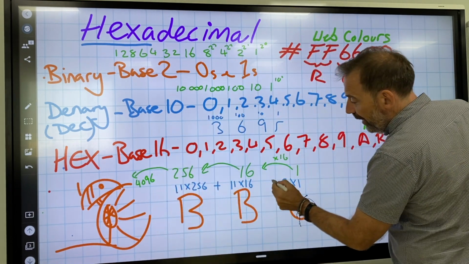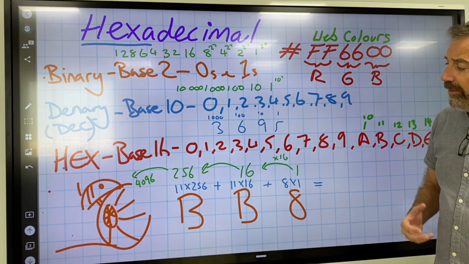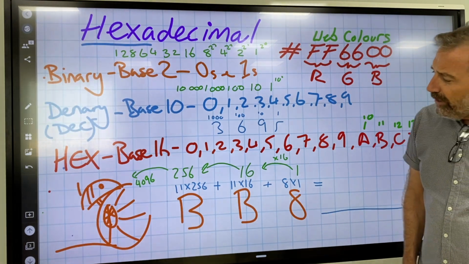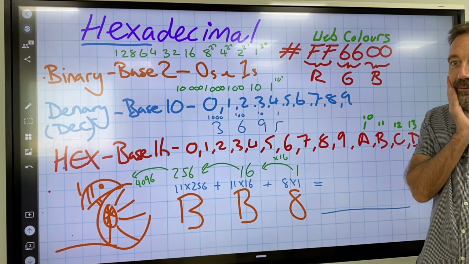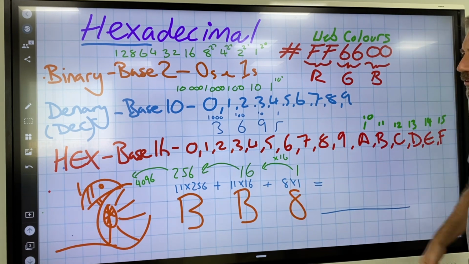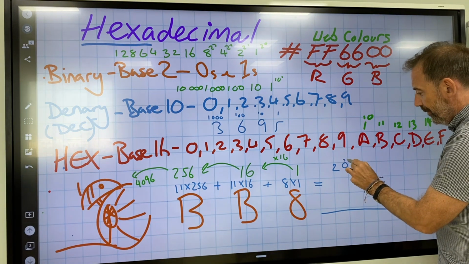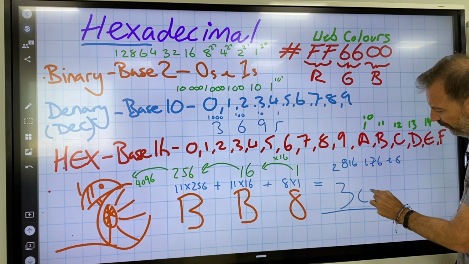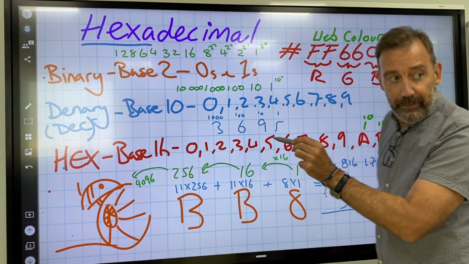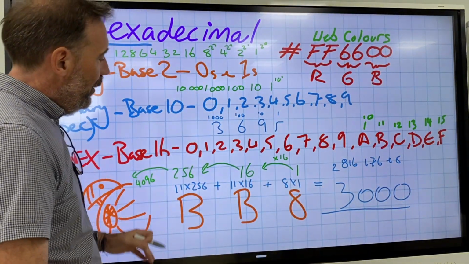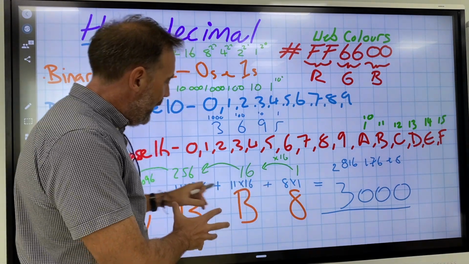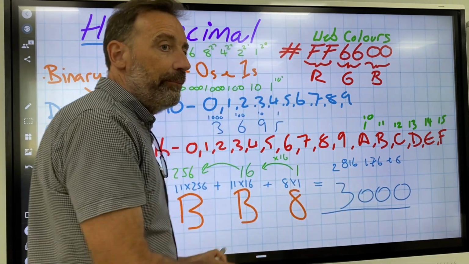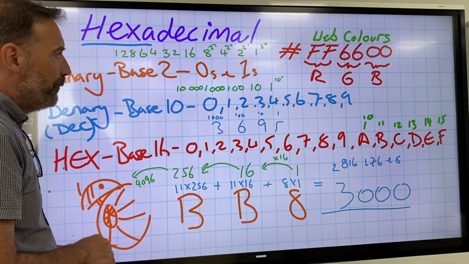Now, if I add all those together, I'm going to get the decimal or the denary representation of BB8. 11 times 256 is 2,816. Plus 11 times 16 is 176. Plus 8 should give me a total of 3,000. Good. So using this method, I can convert from hexadecimal to denary. So this is basically converting hexadecimal to denary.